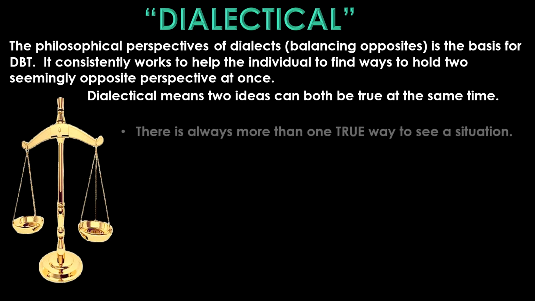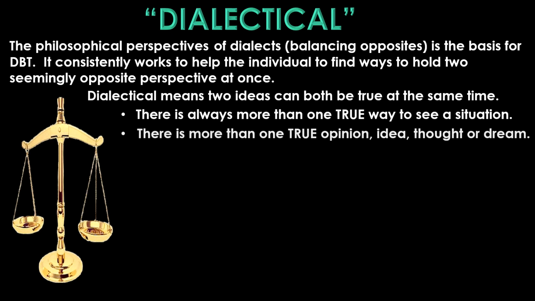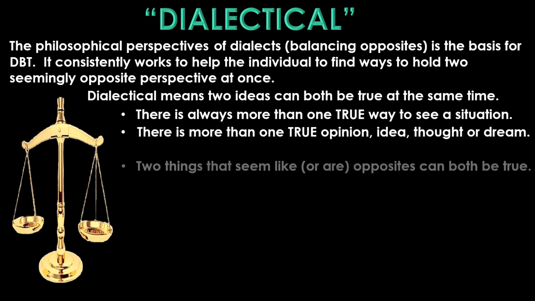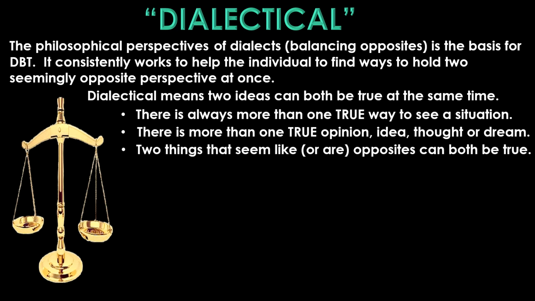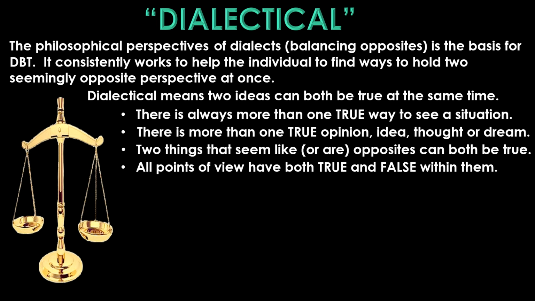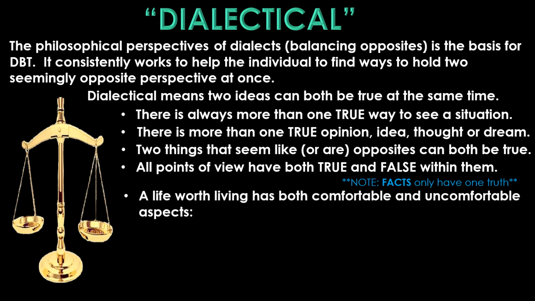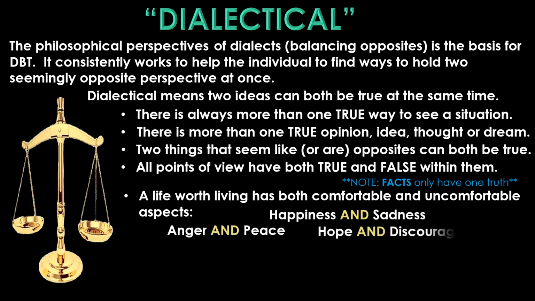There is always more than one true way to see a situation. There is more than one true opinion, idea, thought, or dream. Two things that seem like or are opposites can both be true. All points of view have both true and false within them. But note, facts only have one truth. A life worth living has both comfortable and uncomfortable aspects, happiness and sadness, anger and peace, hope and discouragement.